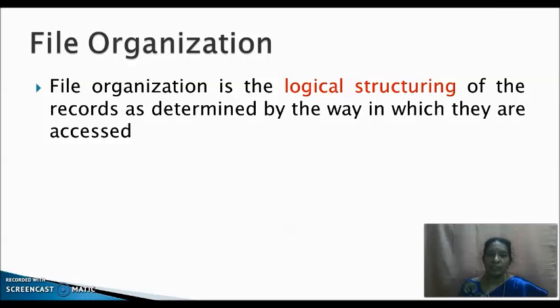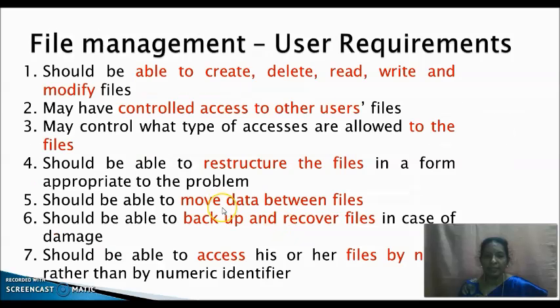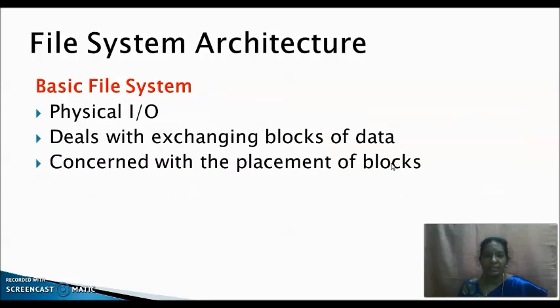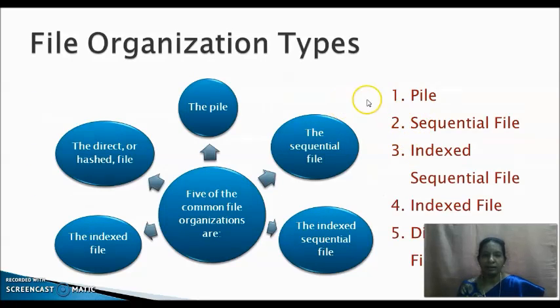The next thing we are going to see is file organization. File organization is the logical structuring of the records as determined by the way in which they are accessed. This logical structuring is coming here. So file, sequential, indexed, hash, these are all logical structures. Let's see one after the other. Right. So these are the logical structures.